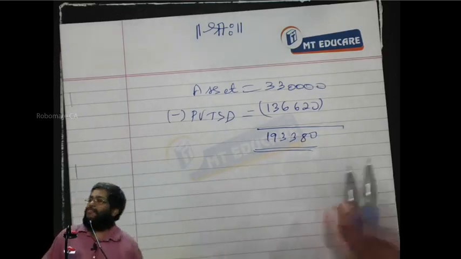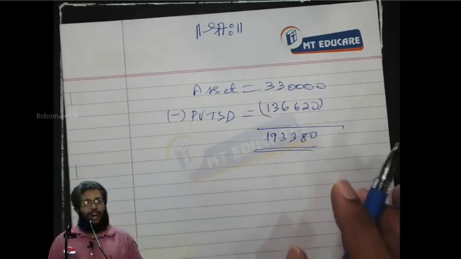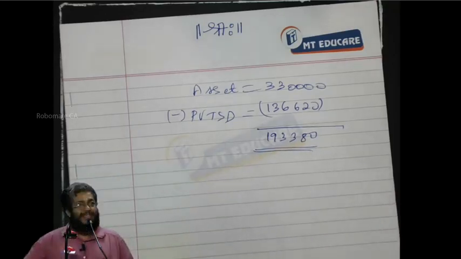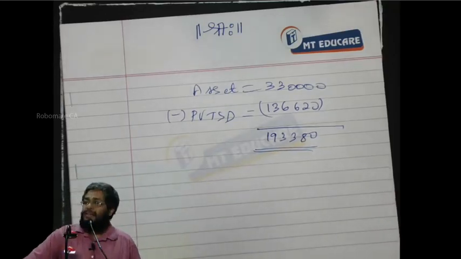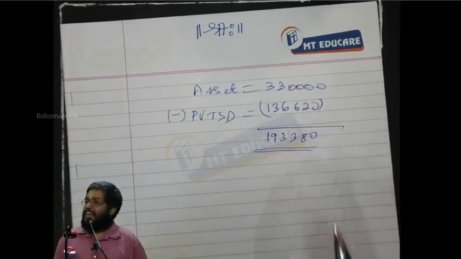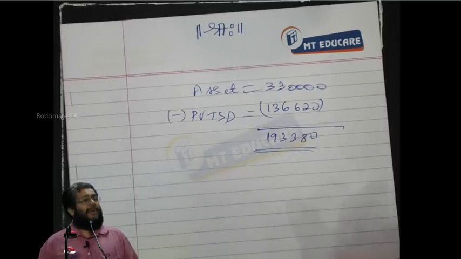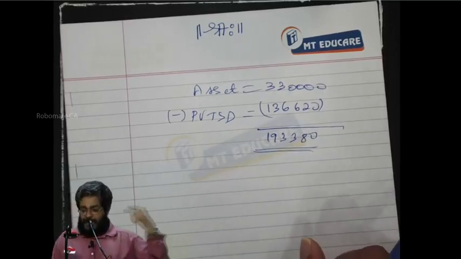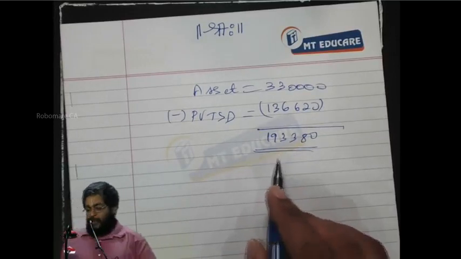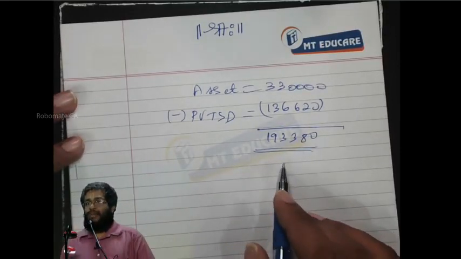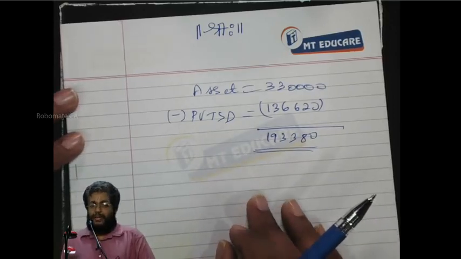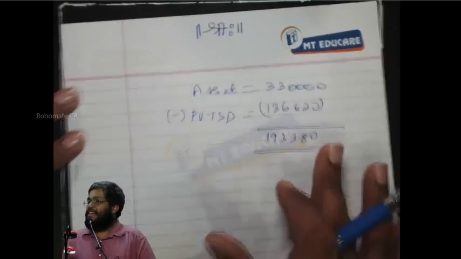This money, who will give you? The lessee should, because it is for him only that you are buying the asset and giving it. That means the lessee will give you what? Lease rental. I should fix a lease rental in such a way that this money is recovered. Equal lease rental. I'll just give an example. Take the calculator. 193,380 divided by 3. What is the amount here? 64,000? Okay. Can I fix that as lease rental?